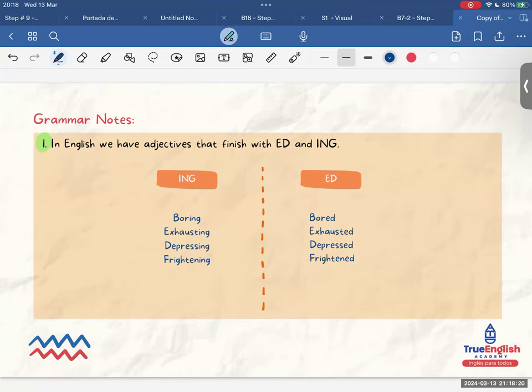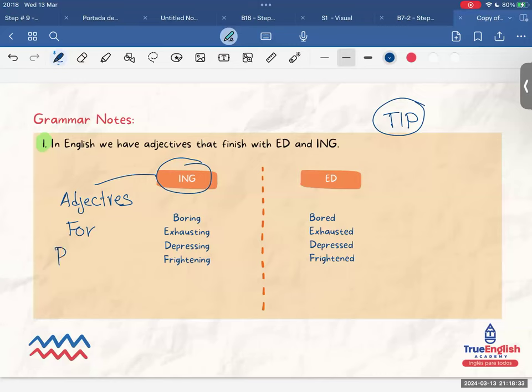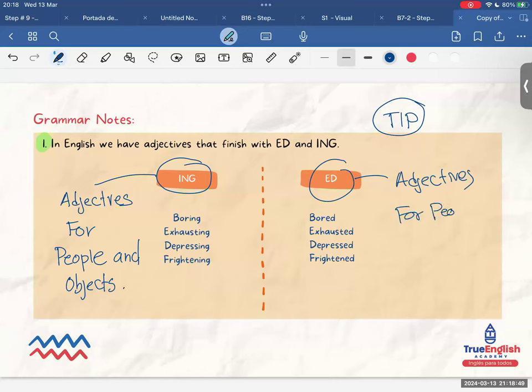Okay. So look at this tip. I'm going to give you a tip. ING can be adjectives for people and objects. But ED are adjectives for people. ¿Por qué? Look. Depressed, deprimido, exhausted, super cansado. In this case, ¿cómo sería exhausted? Exhausto, right? It's an adjective.